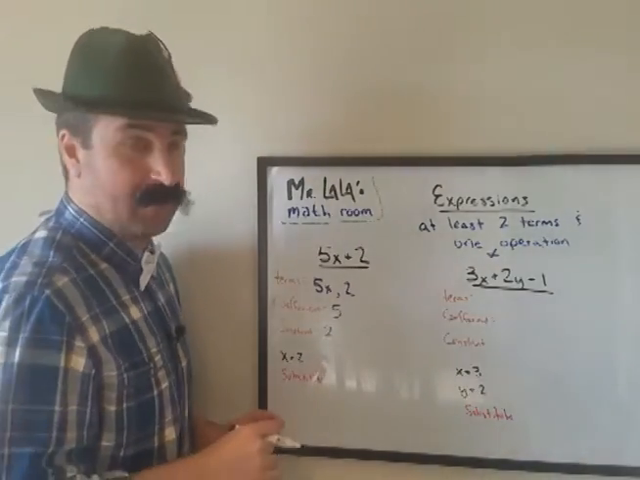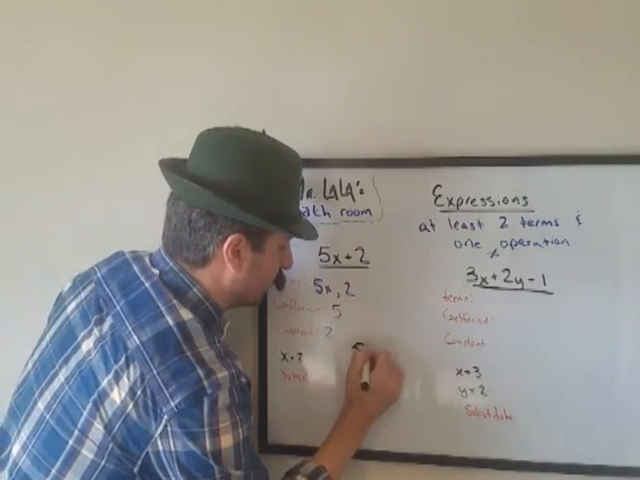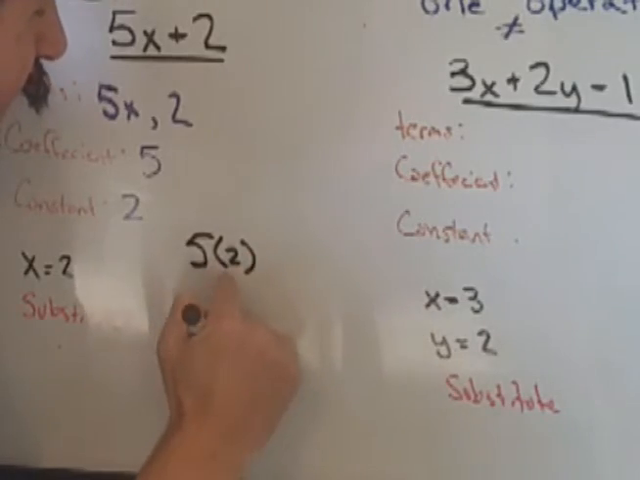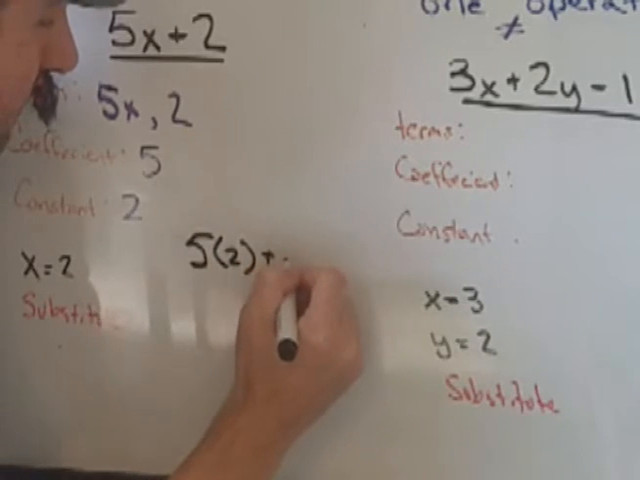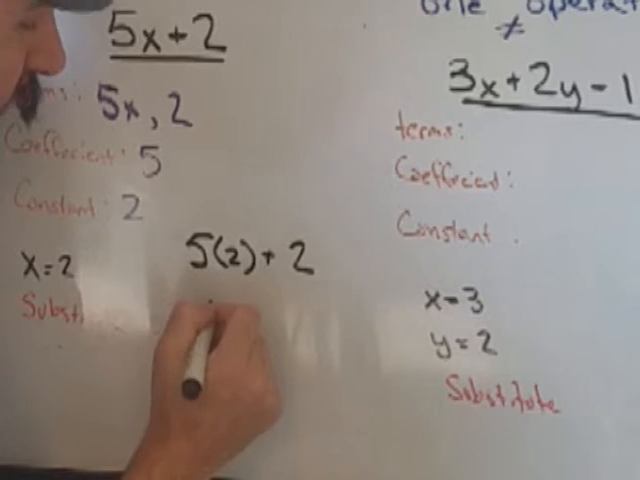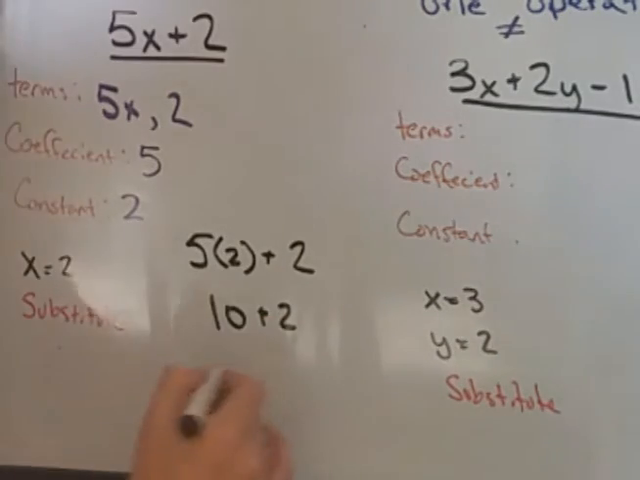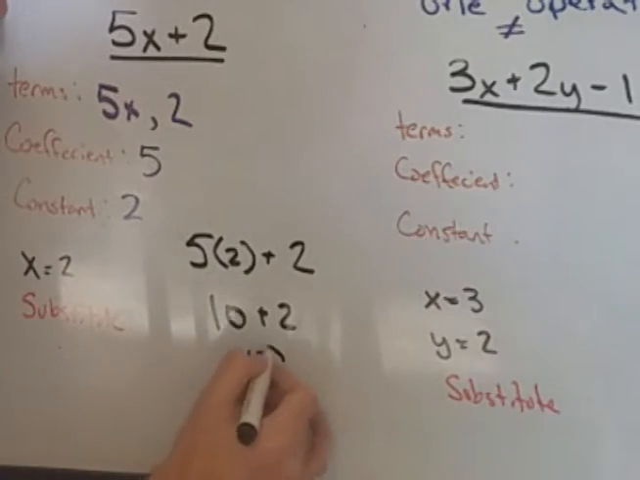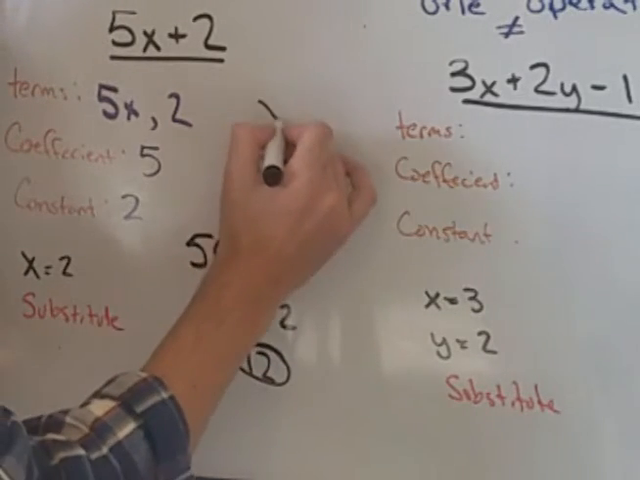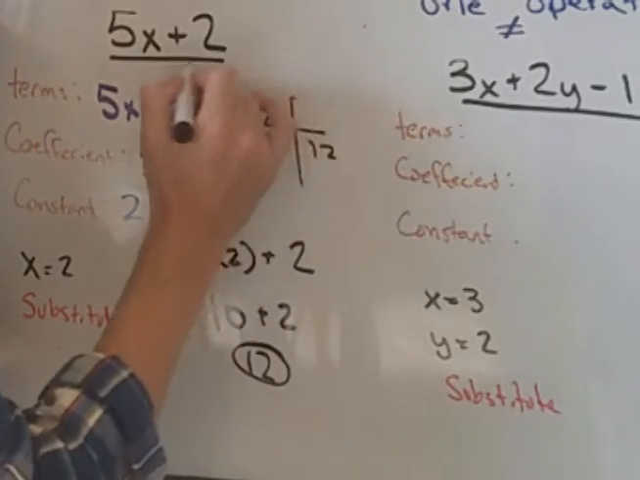Okay, fun time's over. Okay, so what are we going to do? We're going to put that little bad boy right there. 5 times, no more x, 2 plus the 2. What is that? 5 times 2 is 10, yeah? Plus the 2, 12. There's your answer. So when x is 2, the answer is 12 for this.